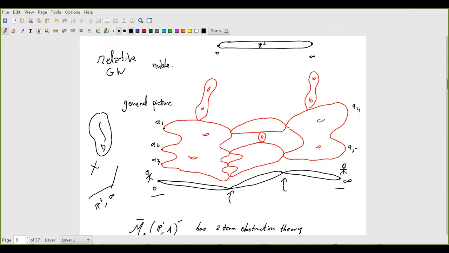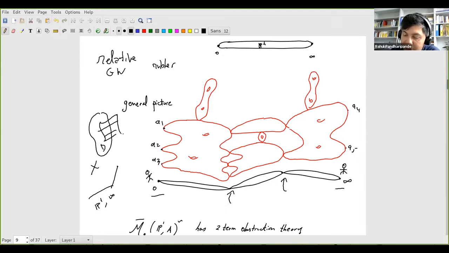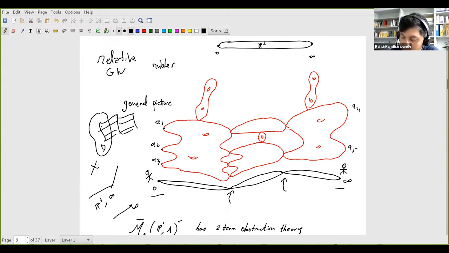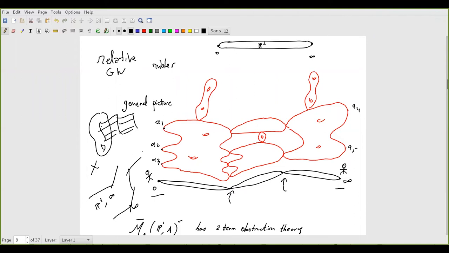And in the relative space, you also change the targets. You change the target precisely by the bubbles over this divisor. So this is a special case, like a P1 bundle, which had to do with the normal bundle of this divisor. In our case, it's the point infinity, and the normal bundle is trivial. So the data is just of these linked sausages. Okay, thank you.